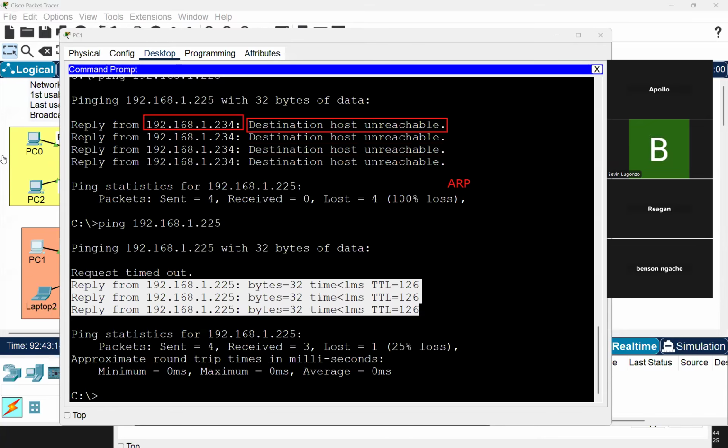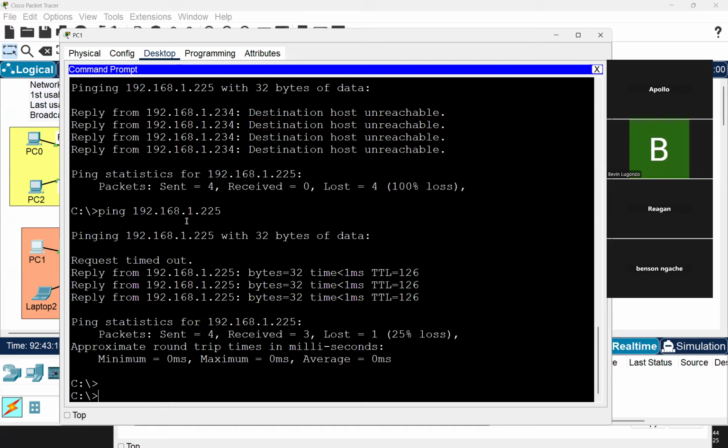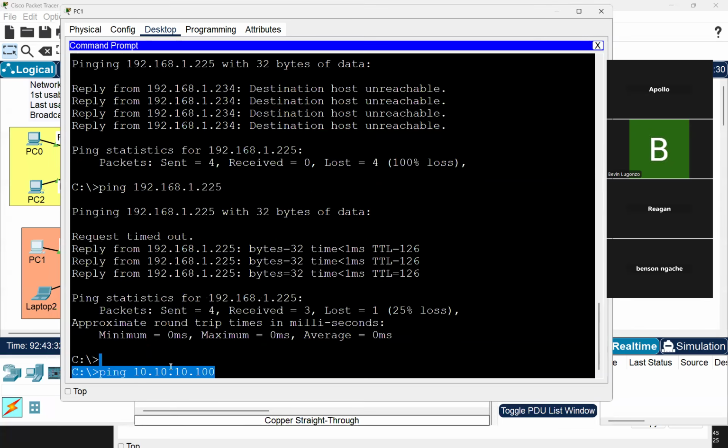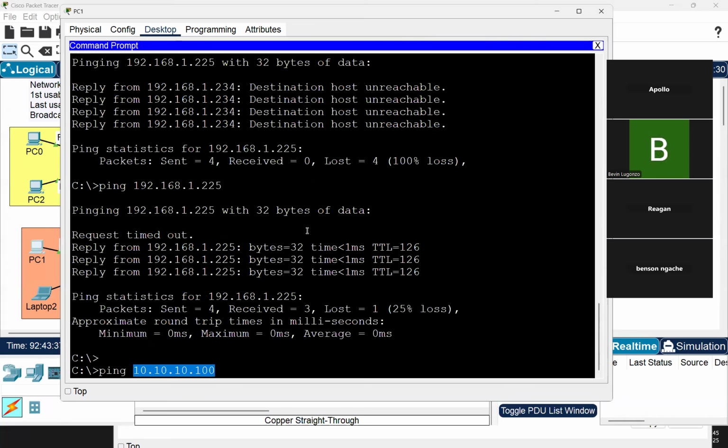Right now, look at this. If I try to ping 10.10.10.100, it will go to the routing table to look for this route. The router will look and see if it knows this destination. Definitely, that router will not find it, because there's no network in the routing table whose destination address is this. So it will respond to this PC and tell it that the destination host is unreachable.